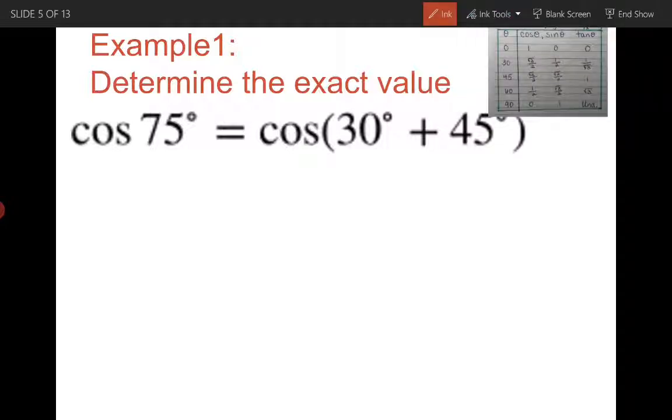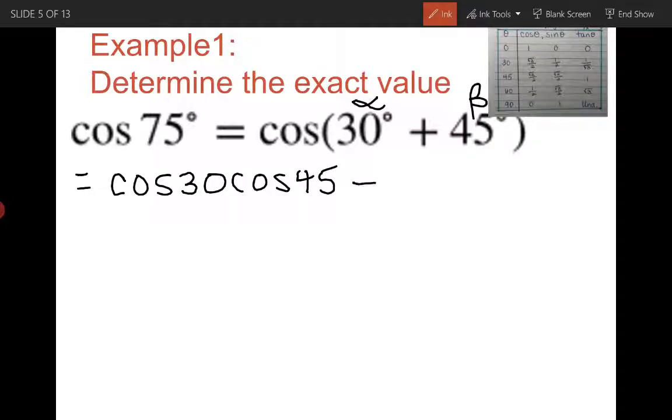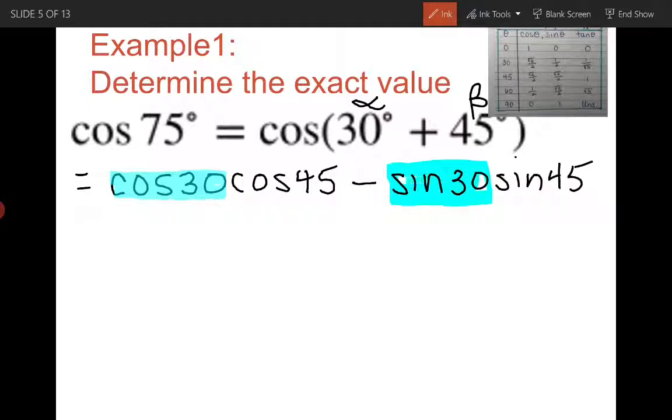And that cosine sum formula says, if I take the cosine of alpha, which is 30 degrees, multiply it by the cosine of beta, which is 45 degrees, I have to use the opposite sign, and then I'm going to do the sine of alpha, sine of beta. If I use this formula, I'll be able to get an exact value, because now, if you notice, I know what the cosine of 30 degrees is. The same with the sine of 30 degrees. And I'm using my unit circle values.